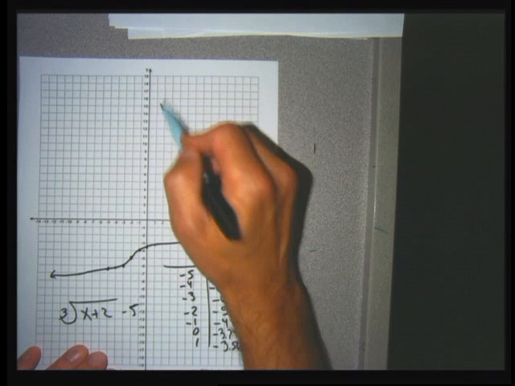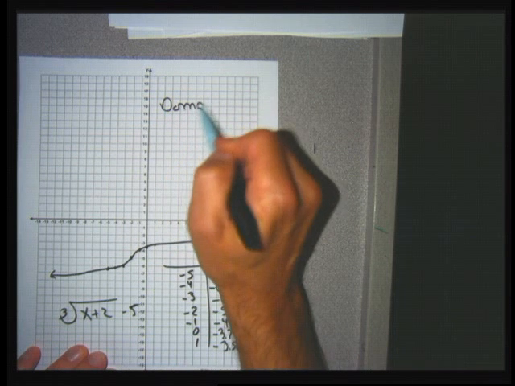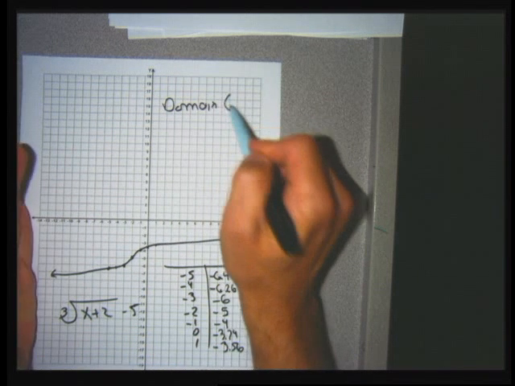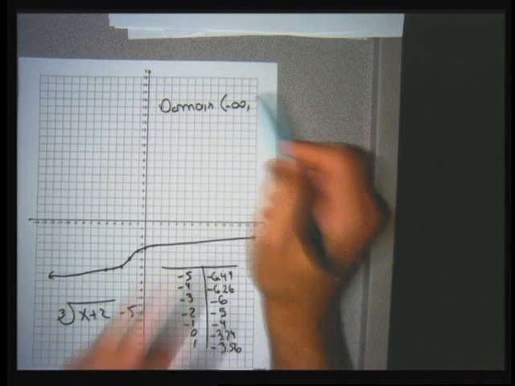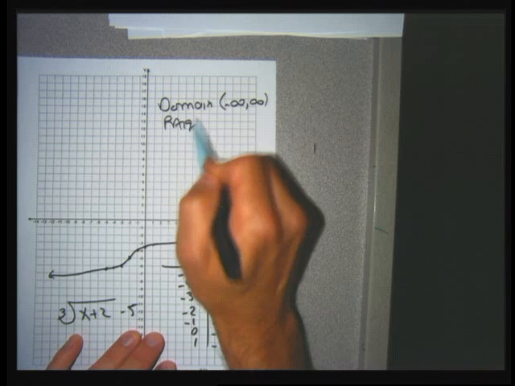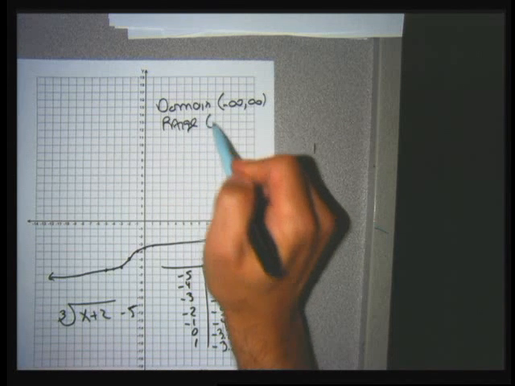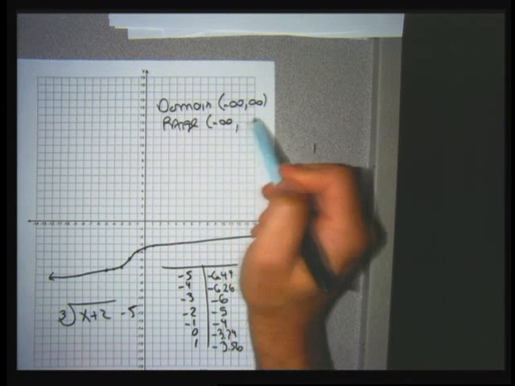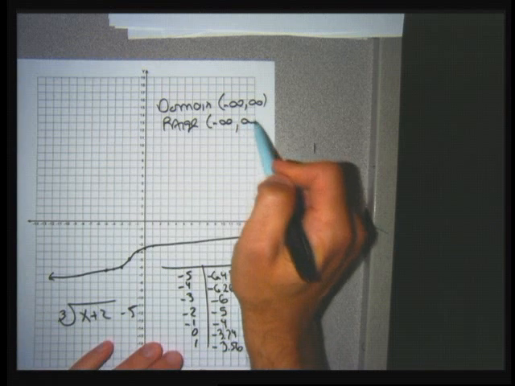For the domain, the graph extends from the far left edge of the x-axis, which is negative infinity, to the far right edge of the x-axis, which is positive infinity. The range of these isn't as clear, but eventually it gets to the bottom of the y-axis, which is negative infinity, and to the top of the y-axis, which is positive infinity.